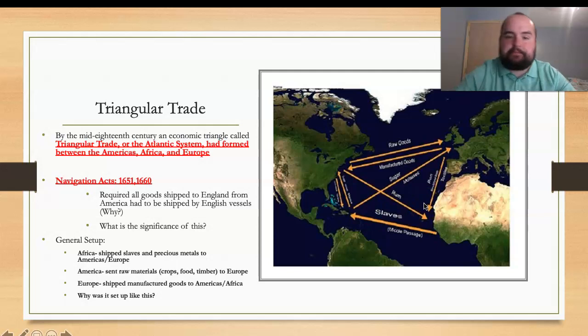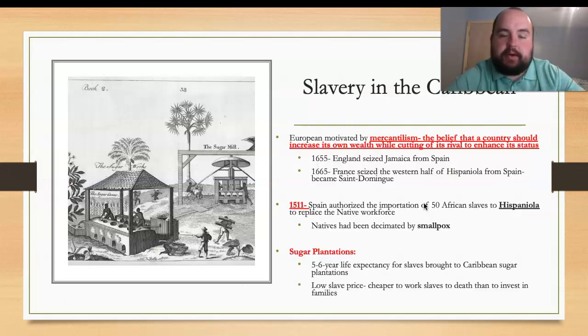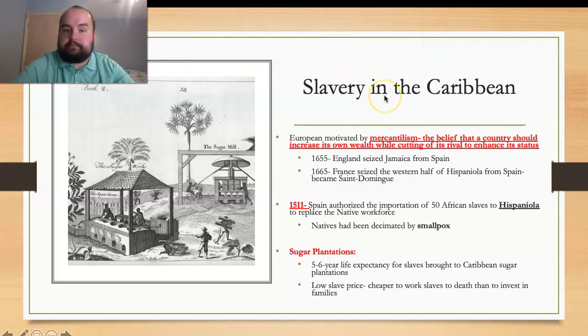Now, moving forward, to give you a little bit of an idea of what slavery was like in various places. The plantation economy was first established and very profitable in the Caribbean. Europeans were primarily motivated when they set up these colonies by something called mercantilism. Keep this in mind, it is going to keep coming up as we talk about further colonies. Mercantilism was the belief that a country needed to increase its own wealth, that should be its primary goal, and the way it should do this is to cut off its rivals to enhance its own status.